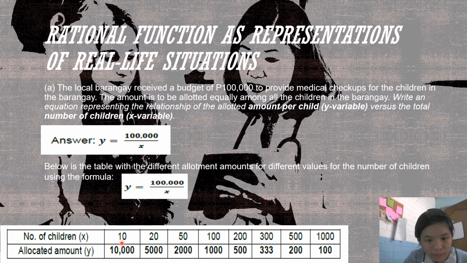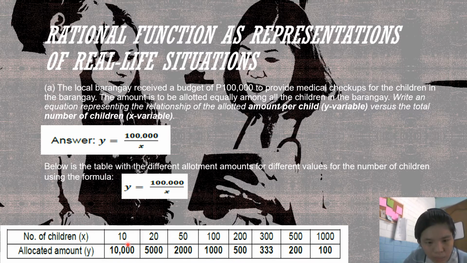So, kapag daw 10 lang yung bata na makakatanggap ng budget for medical checkups, each child will receive 10,000. Kapag daw 20 na yung bata na makaka-receive, tig-5,000 na lang sila. Kapag 50 naman, 2,000 na lang. Kapag 100 na yung makaka-receive, tig-1,000 na lang sila, and so on.